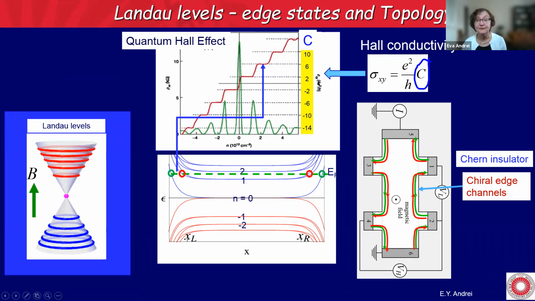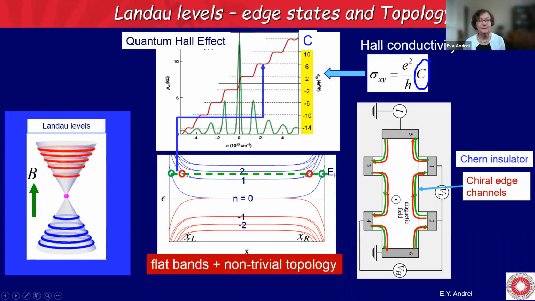So basically, by looking at the quantum Hall effect, you immediately see that you have non-trivial topology. This is probably the only way to determine the topology of a band. So here we have flat bands plus non-trivial topology. Then Volovik tells us that we should have room temperature superconductivity.